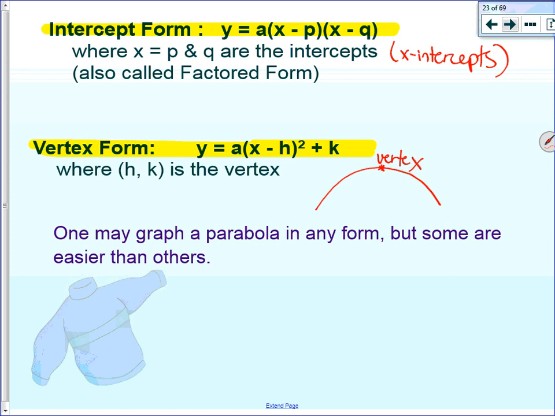And the way you get an equation into vertex form is by completing the square. So we'll talk about how to do that. So you can put any equation into vertex form. Intercept form, you can only put it into that form if there are x-intercepts. A parabola doesn't necessarily have to cross the x-axis. It can float above the x-axis or go below the x-axis. So not all these forms are possible. Any questions so far about parabolas?